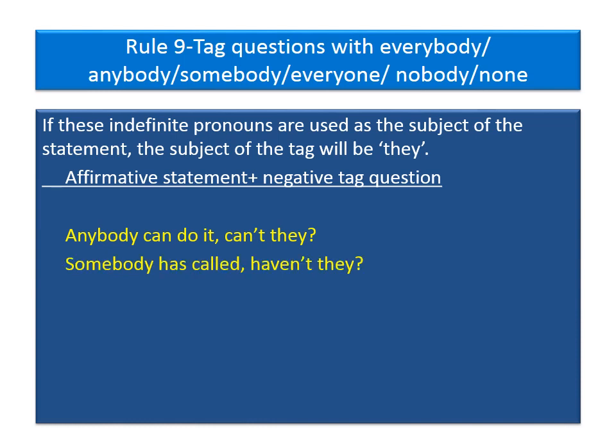For another example, somebody has called. Haven't they? You see, it looks a bit unusual, but it is the correct form of this type. Somebody will take the pronoun they in the tag question. And of course, according to subject-verb agreement, the auxiliary verb will be have, and it will be in the negative form. The tag will be haven't they?